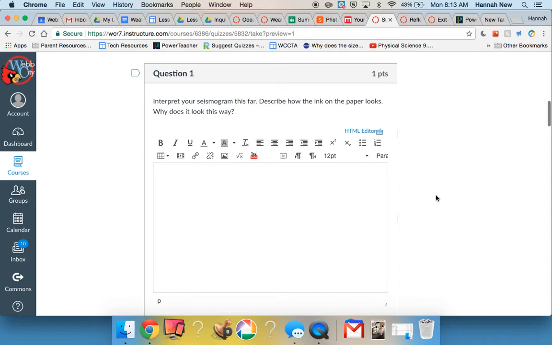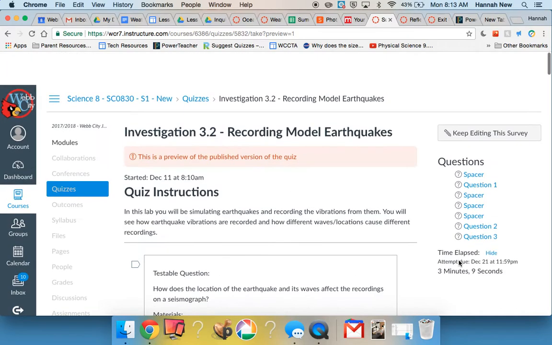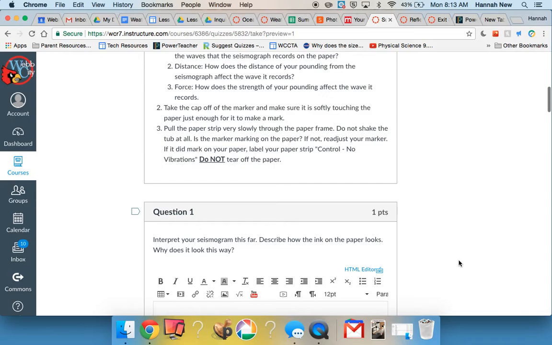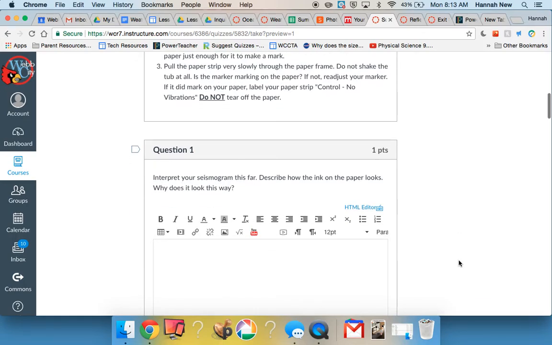Okay, so as far as question 1 goes, you just need to tell me what you're seeing after you pull the paper slowly through the frame. You're creating your control to where you have something to compare all your variables to at the very end. Make sure to not tear your paper off until the very, very end of the lab. If you do that, then you're going to end up with lots of little sections, and it's not going to make a whole lot of sense. So tear it off at the very, very end of the lab, but this first section you should have needs to say control, no vibrations. So all you're doing is just pulling the paper through the frame to create a line on your paper.